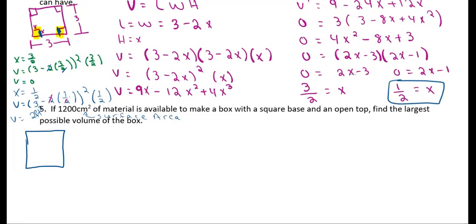We're using that material to make the box with a square base and an open top. Find the largest possible volume. So there we go. We have surface area information and we have volume information. So how can we draw this through? Well, I'm not very good at drawing 3D figures, but let me give it a try so that we can see what we're working with here.